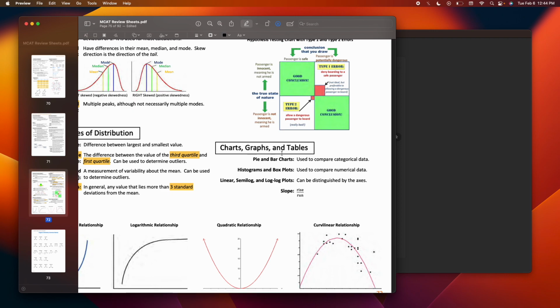Charts, graphs, and tables. Pie and bar charts are used to compare categorical data. So for categorical data, we have pie and bar charts. For histograms and box plots, we use them to compare numerical data. So histograms and box plots. For linear, semilog, and log-log plots, it can be distinguished by the axes.